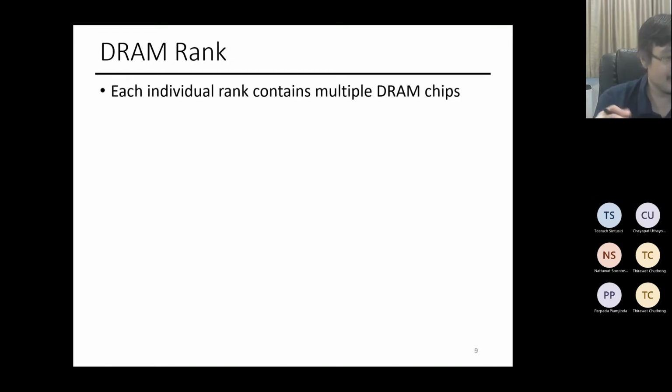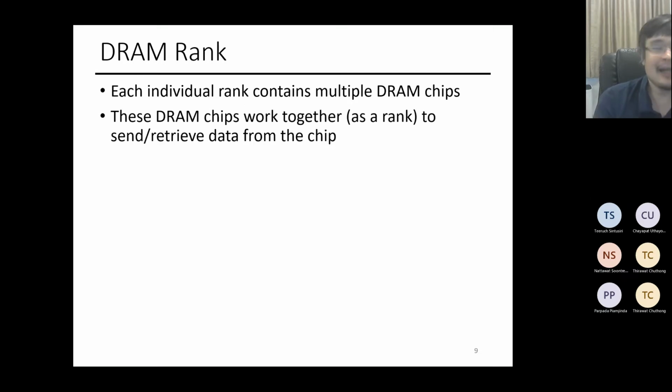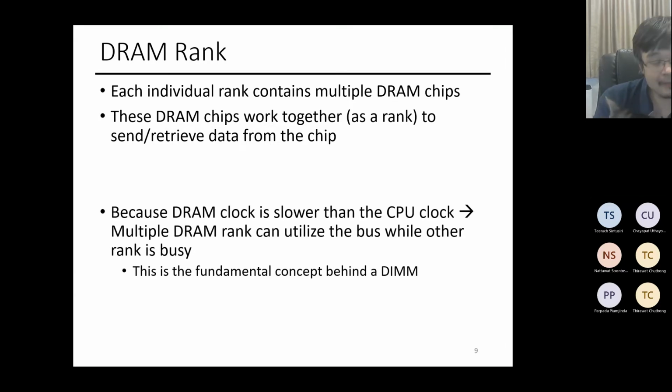So both channels work together to send 2 pieces of data back to your processor. The DRAM rank contains multiple DRAM chips, and they work together as a rank to send and retrieve the data. Because DRAM has its own clock, which is much slower than the CPU clock, multiple DRAM ranks can utilize the bus while the other rank is busy. Say rank 0 is busy getting the data, basically waiting for the data. Rank 1 would come in and use the bus, so that you take advantage of this dual inline memory model. You can have rank 1 and rank 0 work together to get your data in a shorter amount of time, basically.